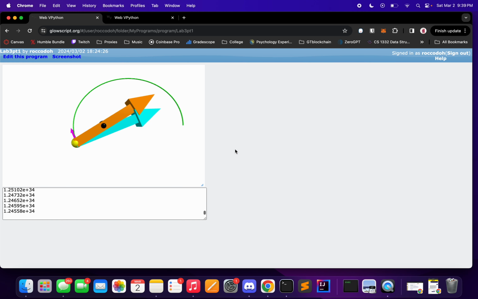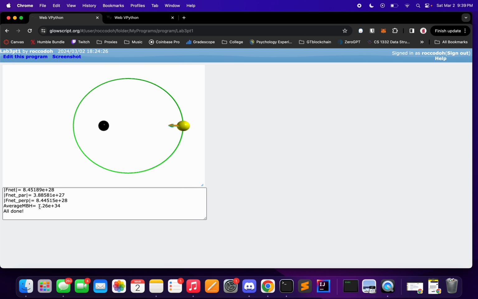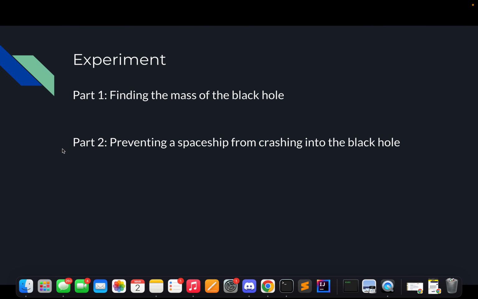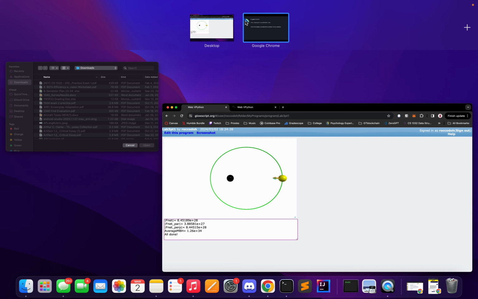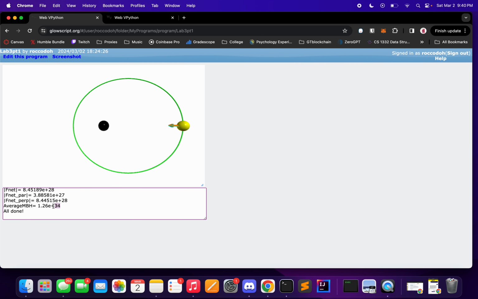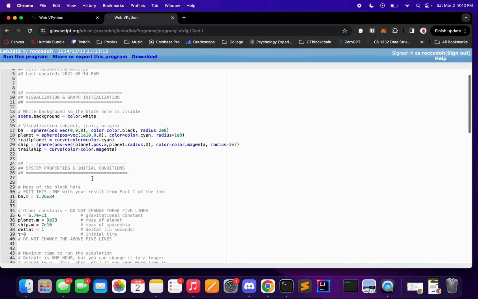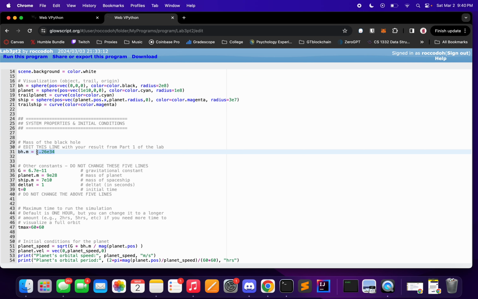And then we get the motion of the planet around the black hole with the changing force components. And then finally we get 1.26 times 10 to the 34th as the average mass of the black hole. And in part two, we're going to be preventing a spaceship from crashing into it. So using this average mass value, we're going to be plugging it in right here.